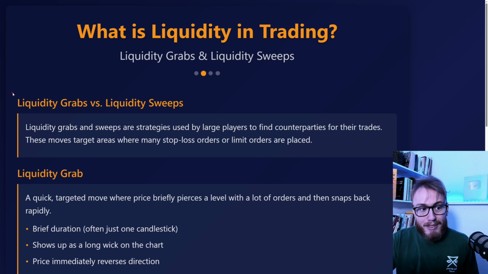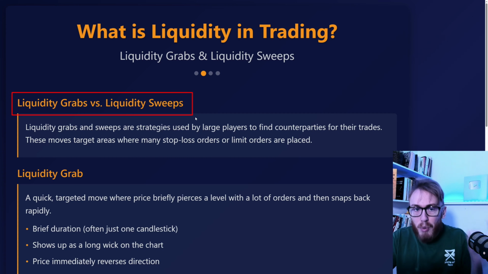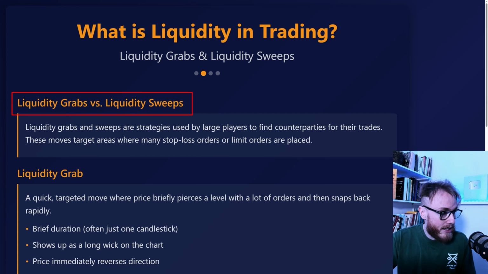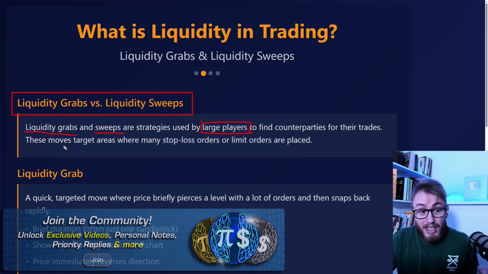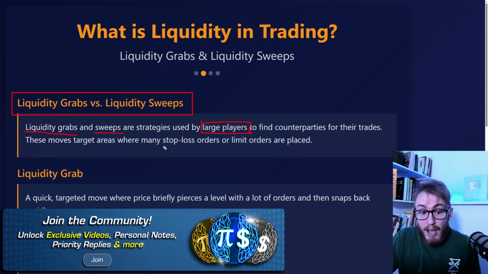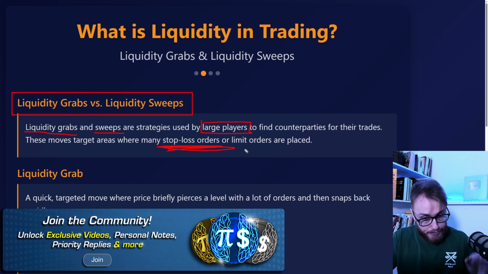But alright, so now it's finally time to talk about why I think many of you guys are even watching this video in the first place, and that is liquidity grabs and liquidity sweeps. What are they and how can we trade them step by step? Well, liquidity grabs and sweeps are strategies used by large players to find counterparties for their trades. Or in other words, these moves target areas where we have many stop loss orders. This is very important. And you will understand that very soon.